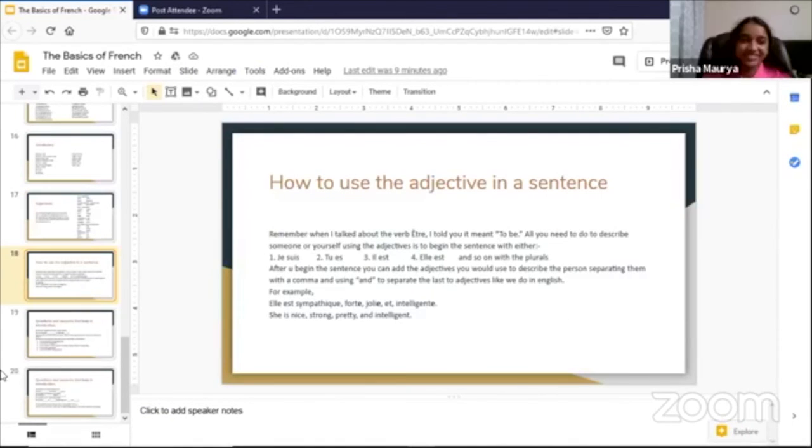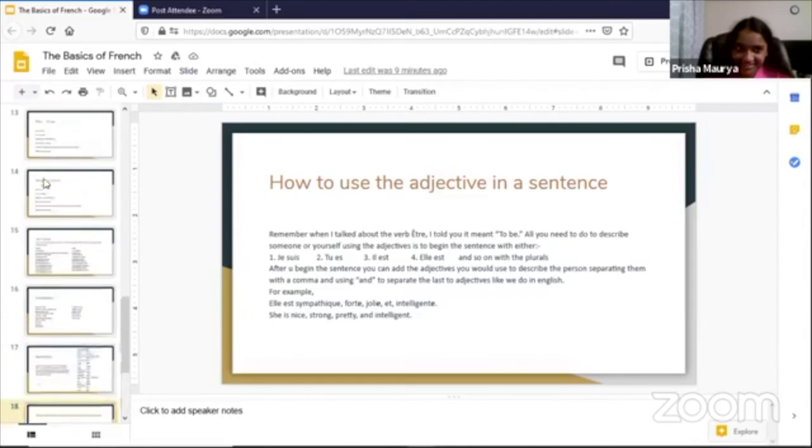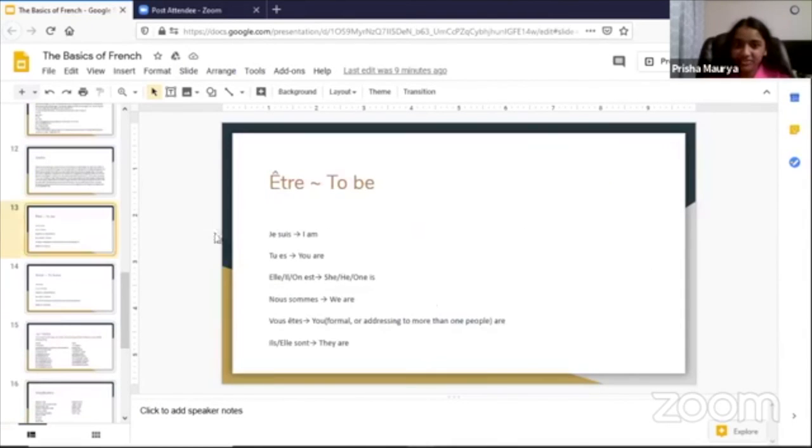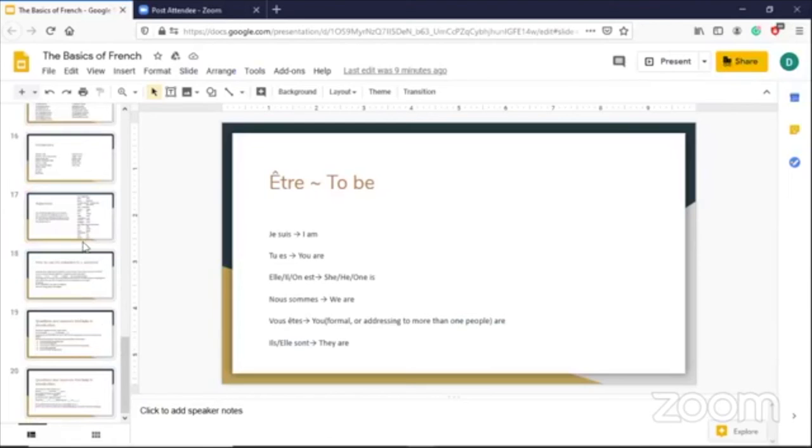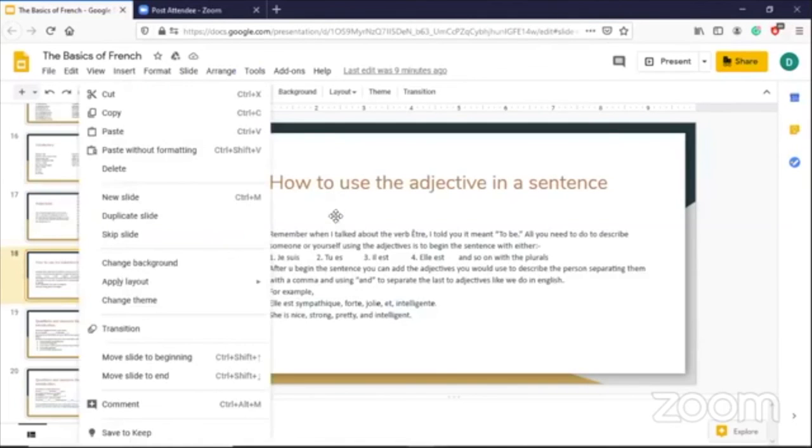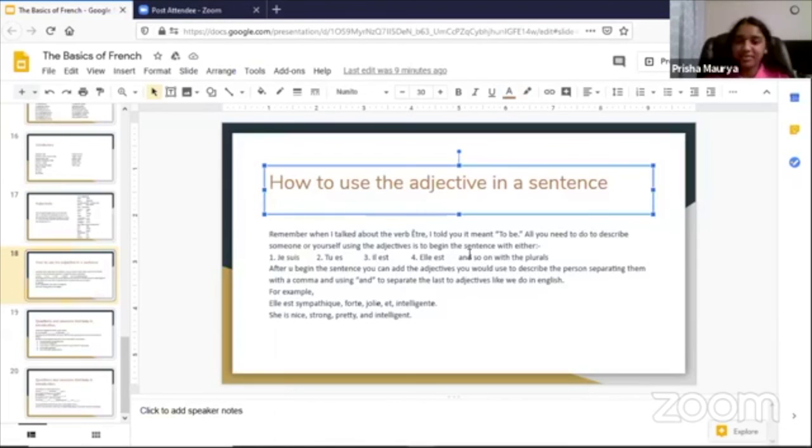So after this, we're going to go on to the introduction part, which is how to use the adjective in a sentence. Remember when we talked about the verb être, I told you that it meant to be. The conjugation of this would really come in handy over here. All you need to do to describe someone or yourself using the verb is to begin the sentence with either je suis, tu es, il est or elle est.